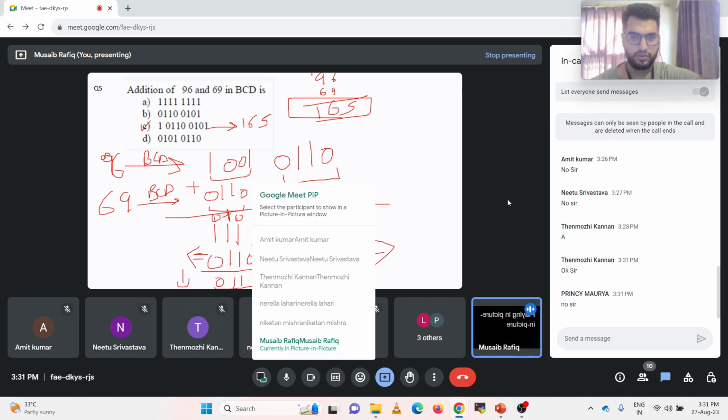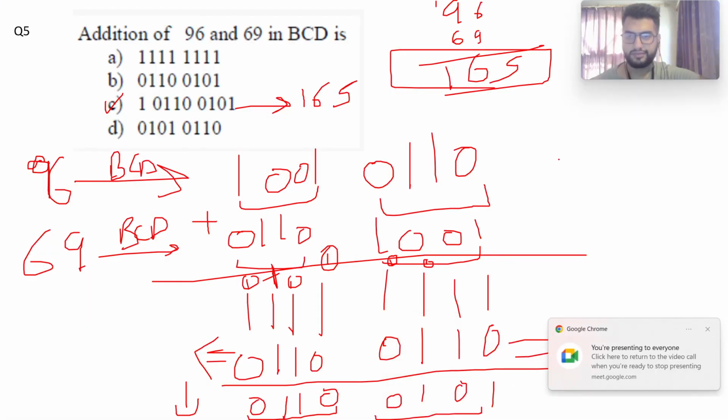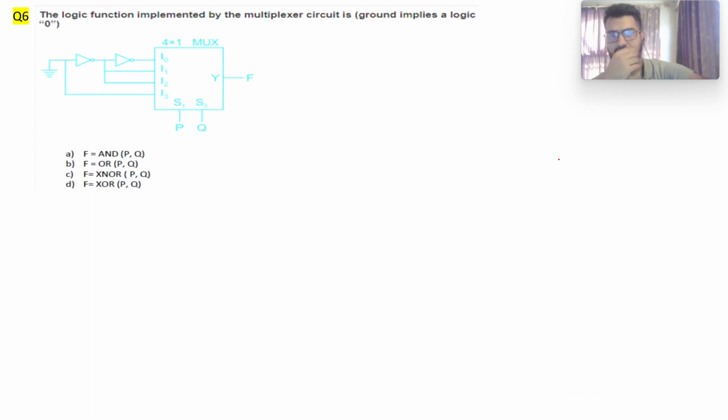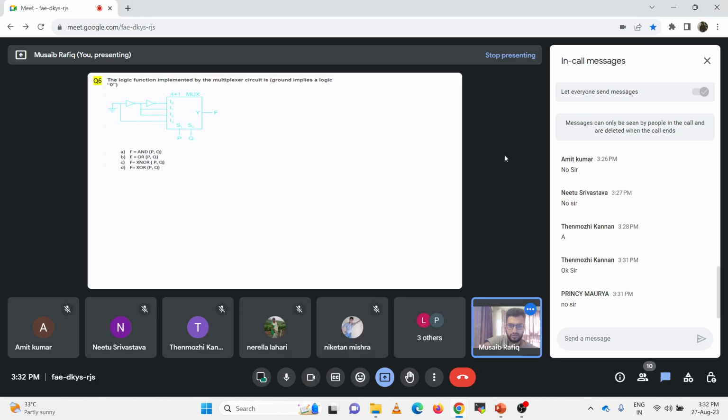So now let's do question number 6. I would like you guys to do this question first, then I'll show you the solution. It will take hardly 3 to 4 minutes. The logic function implemented by the multiplexer circuit is: you have to find the f, the output of the following circuit, where ground implies logic 0. So you need to find the answer to this question. I'll give you 3 to 4 minutes and then I'll show you the solution.